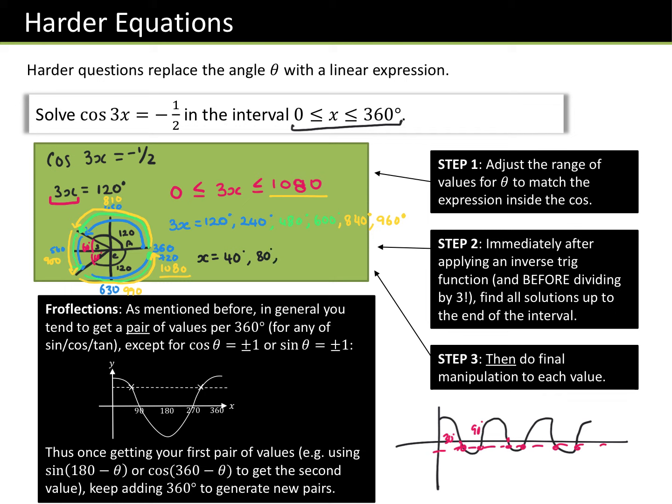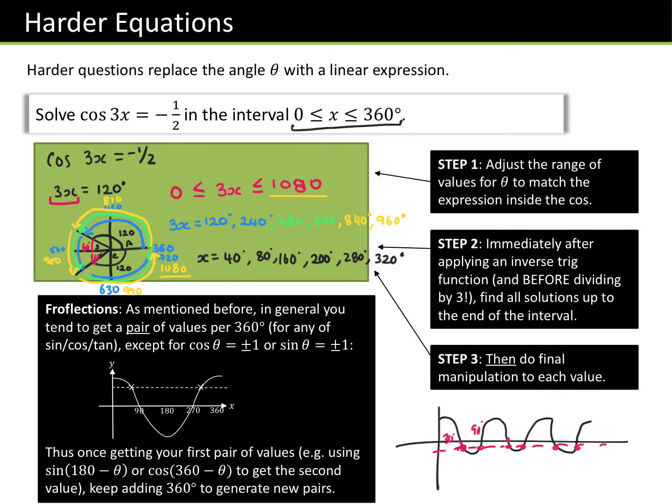480 divided by 3, 160. 600 divided by 3, 200. 840 divided by 3, 280. And 960 divided by 3, 320. Now you can see all of these values are in between 0 and 360, which is what our interval is. It makes sense because we drew the cos graph earlier, and if we think about the transformation, we knew it should cross 6 times. So this is my recommendation of how to do it.